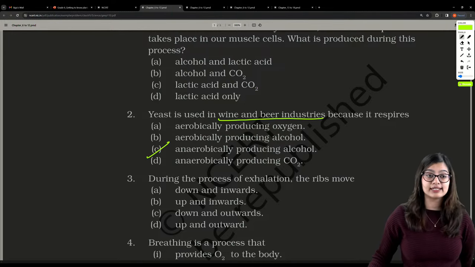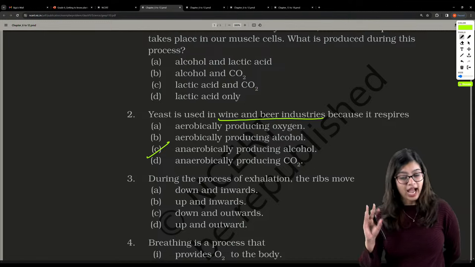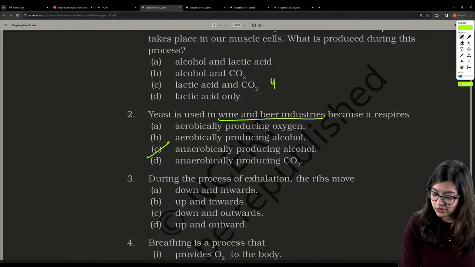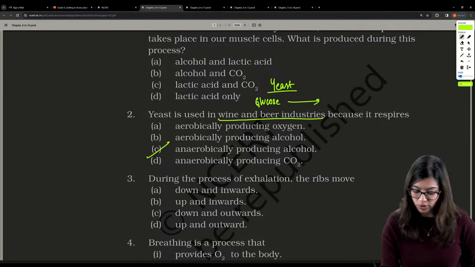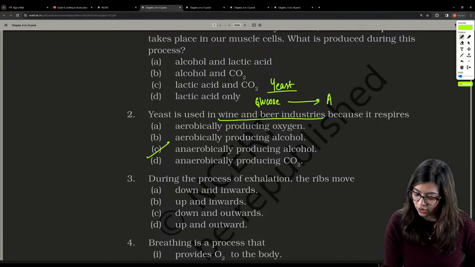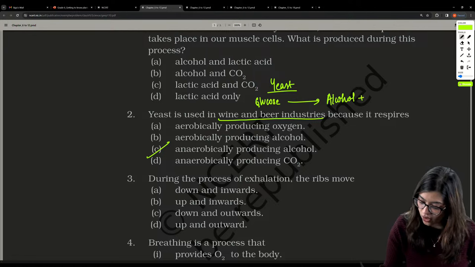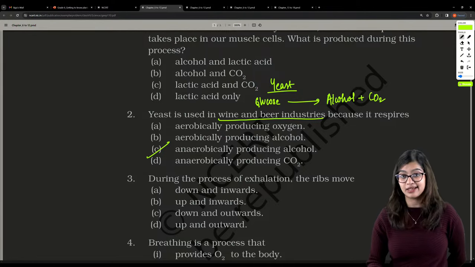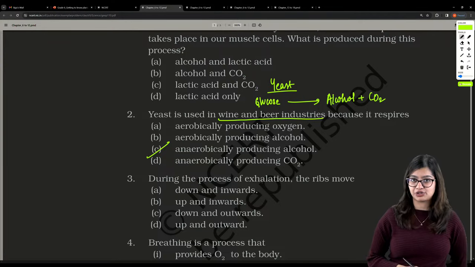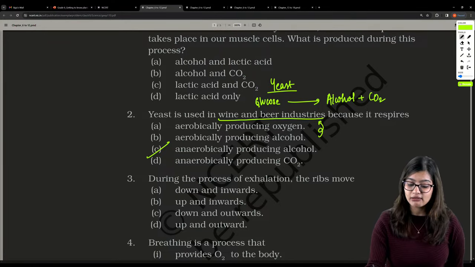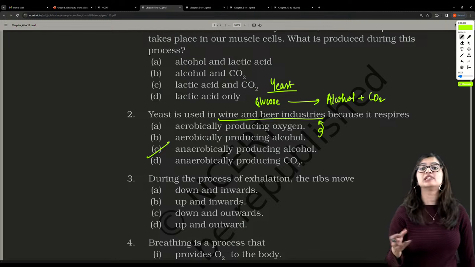Very good. Correct answer is option C. And Aniket, you are right. Now, in yeast, what did I tell you? Anaerobic respiration takes place where glucose is broken down into alcohol, and it gives out carbon dioxide as a byproduct or a waste product. But in the wine and beer industry, why are we using the yeast?